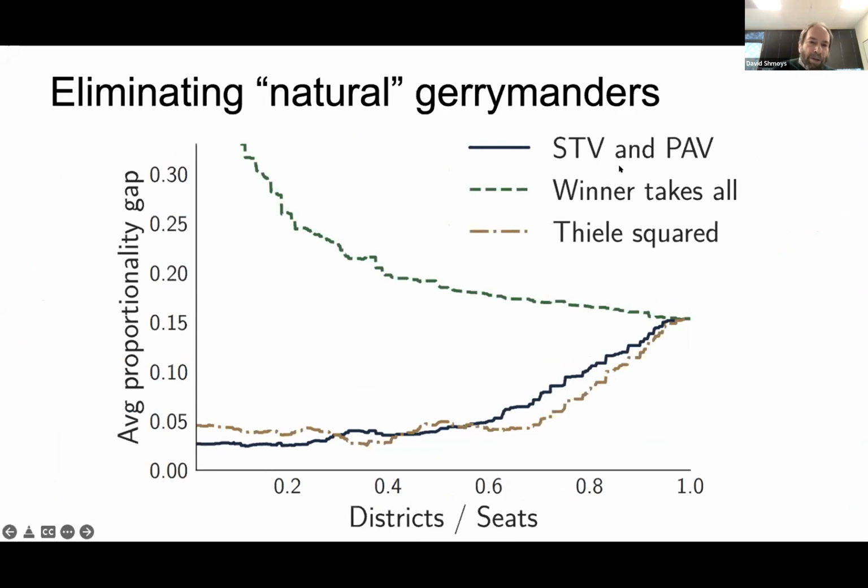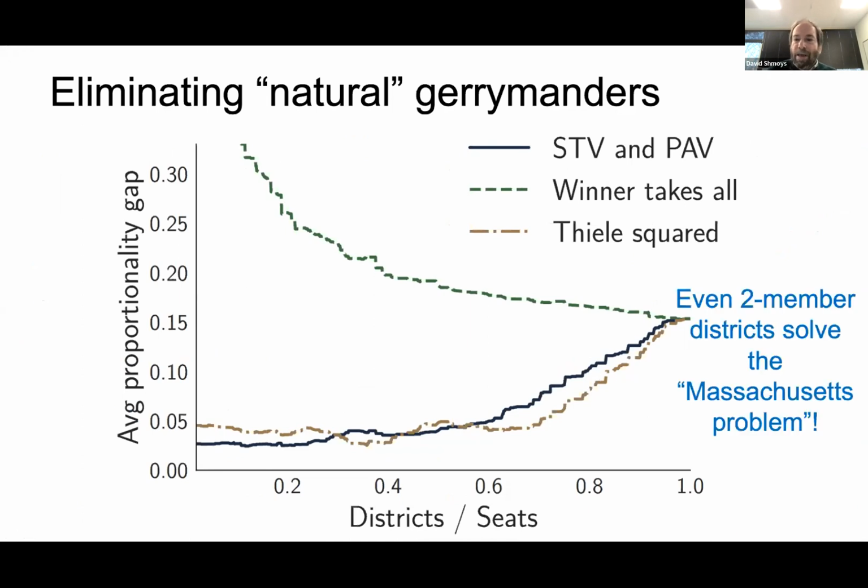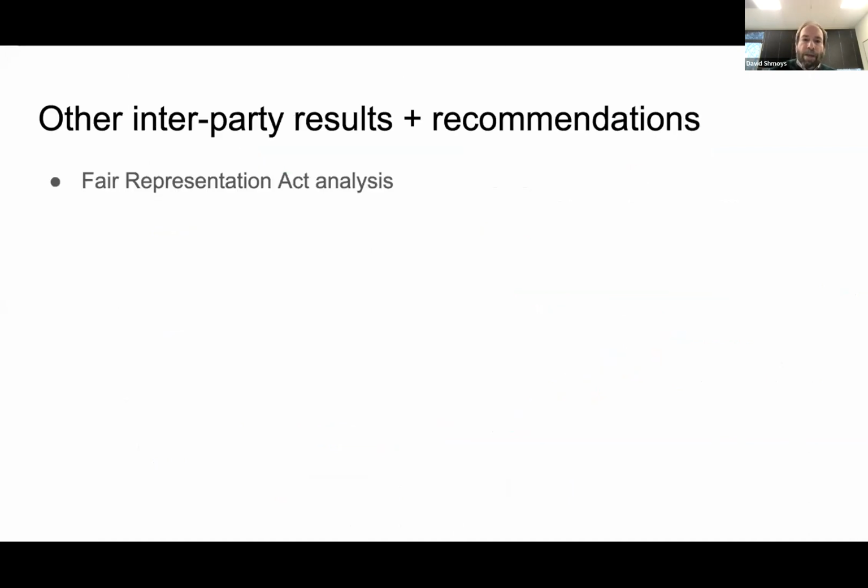And I talked about single transferable vote. We can show that it's equivalent to an inverse proportional approval voting. There's another natural rule that's often considered, Thiel squared, which is also something we wouldn't advocate. But the bottom line is that even at the two-member district, you are in fact able to solve the Massachusetts problem.